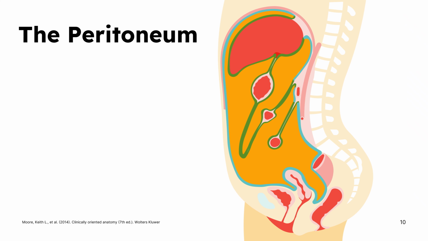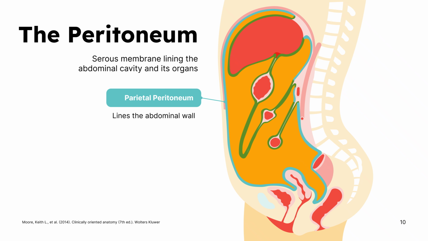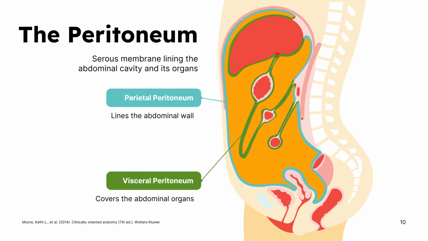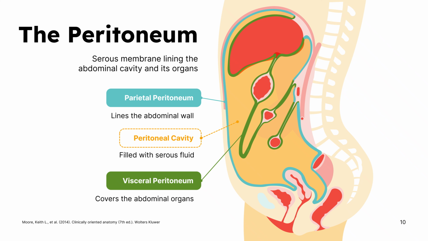The peritoneum is a serous membrane that lines the abdominal cavity and envelops its organs, facilitating smooth, friction-free movement within the abdominal space. It consists of two main layers: the parietal peritoneum, which adheres to the inner abdominal wall, and the visceral peritoneum, which covers the surfaces of abdominal organs. Between these layers lies the peritoneal cavity, a potential space filled with serous fluid.